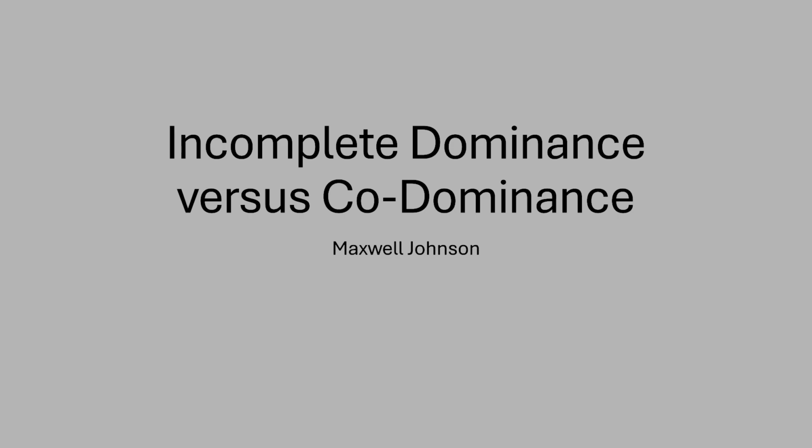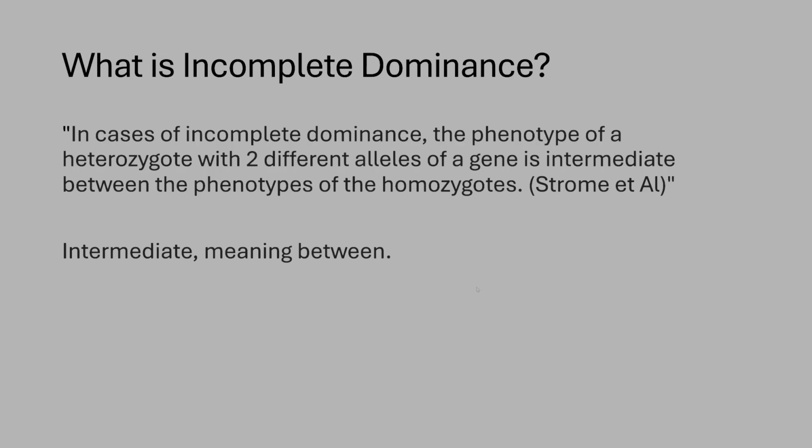So, starting off with incomplete dominance. This is going to occur when there's two different alleles of the same gene, and basically, those two different alleles, both coming from different homozygotes, combine to form a heterozygote, where instead of displaying the dominant trait, it displays both traits at the same time in an intermediate form.